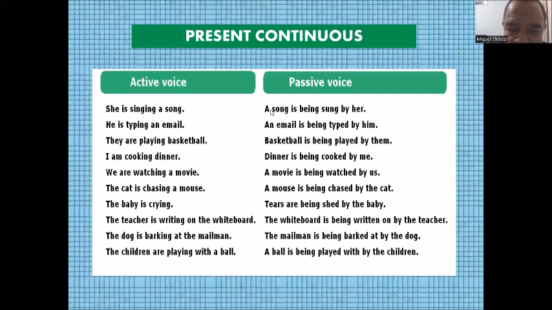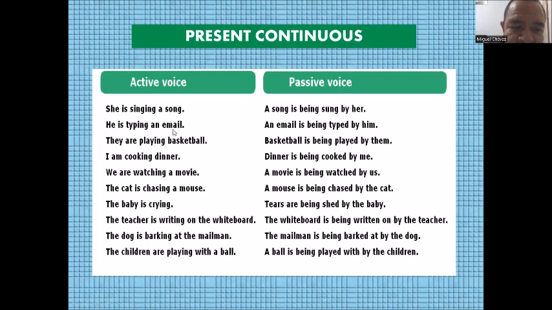A song is the object. Is being, be careful with this, is being is going to be the form of the verb be that we need to use in the present continuous. Is being or are being or am being, and then the past participle. Sung, because the main verb is sing. A song is being sung by her. Remember, you can omit by her.